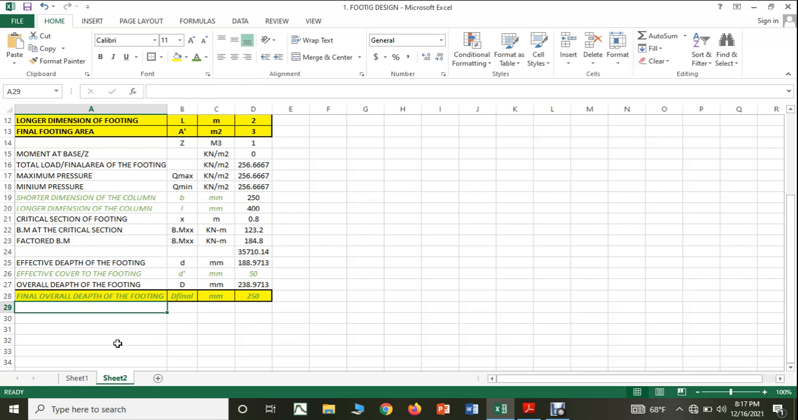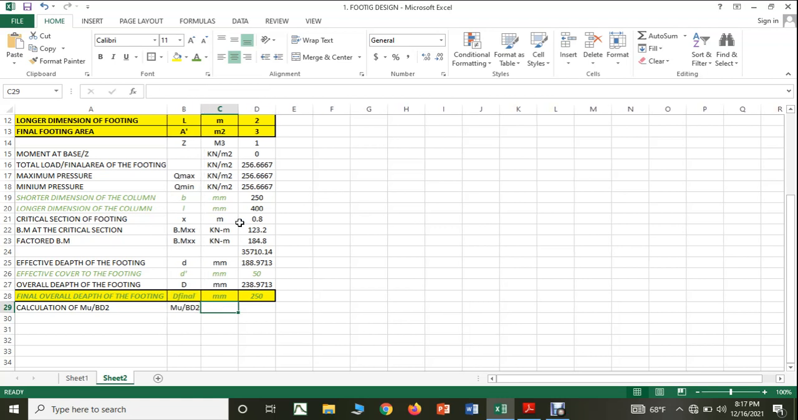The next step is the calculation of Mu by bd square. There is no unit for that, so you can give it like this. No unit for this, so I have to calculate it now.